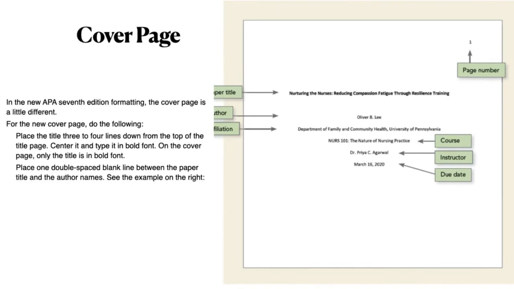In the new APA 7th edition formatting, the cover page is a little different. For the new cover page, do the following. Place the title 3 to 4 lines down from the top of the title page. Center it and type it in bold font.